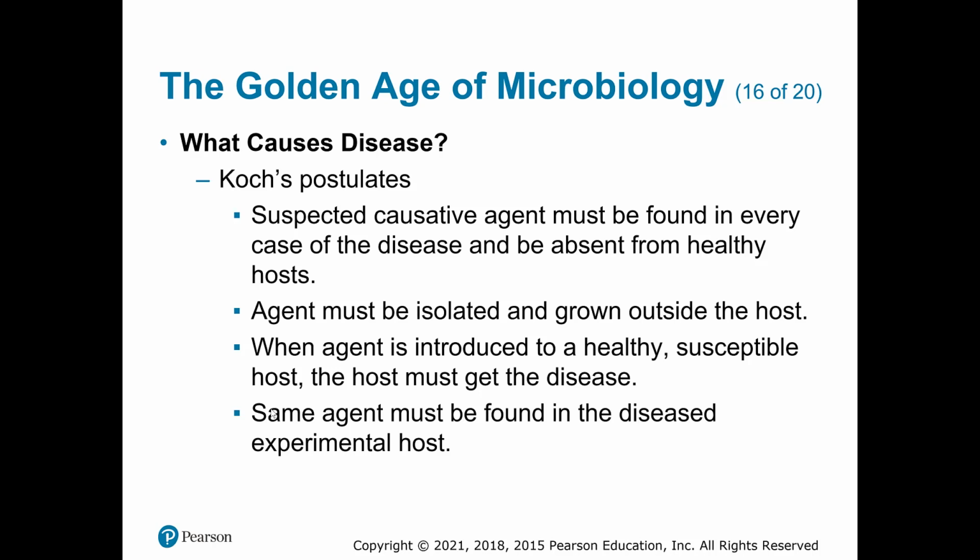Your suspected causative agent must be isolated and grown outside the host. So in this example, I chose a respiratory infection as my example. What you would do in this case is collect maybe a sputum sample from that individual and see if you can isolate microbe A and grow it in the lab. If you can, then you move to the next postulate. You need to introduce your suspected causative agent into a healthy host, and the host must get the disease.